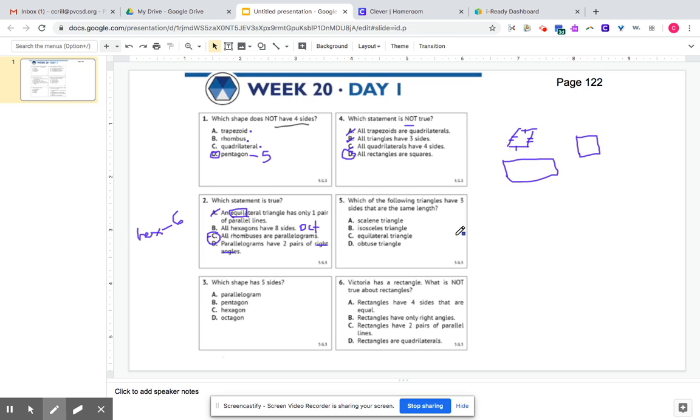Number 5, which of the following triangles have 3 sides that are the same length? Already talked about that one in number 2. The prefix equi here means equal. So a 3-sided triangle with equal sides of the same length is an equilateral triangle. A scalene triangle, I'm going to write S here, is a triangle that has different lengths. All sides are different lengths. An isosceles triangle is a triangle that has 2 sides the same length.